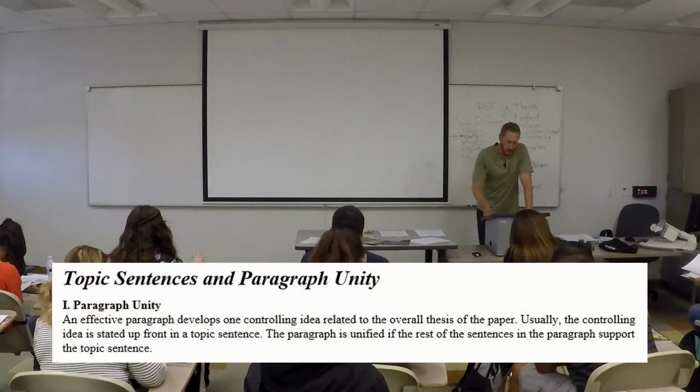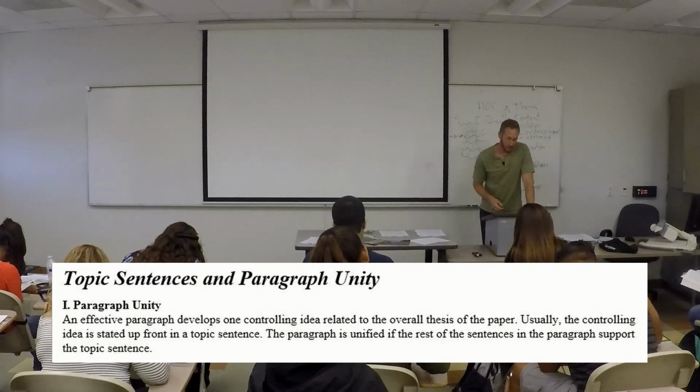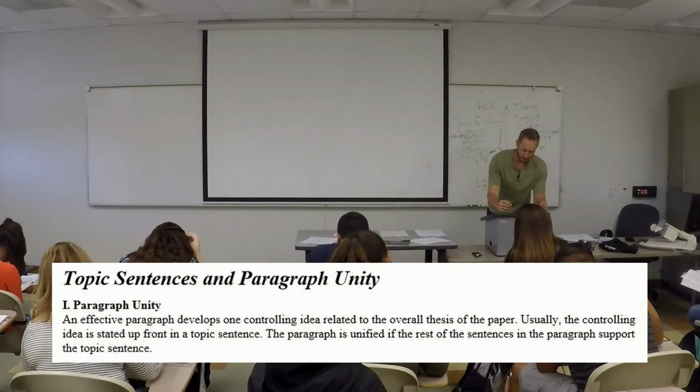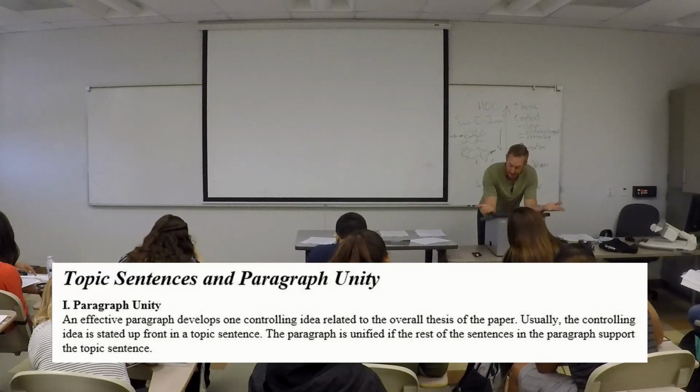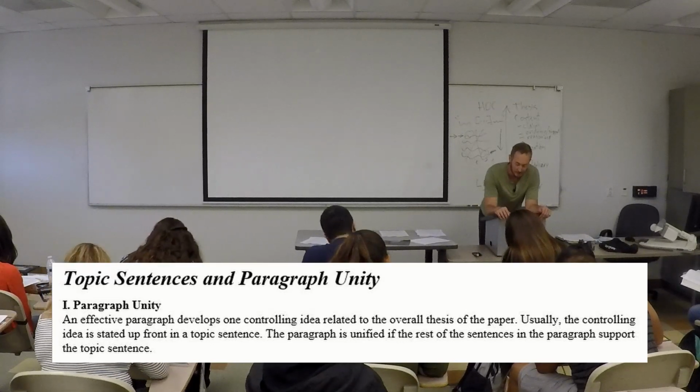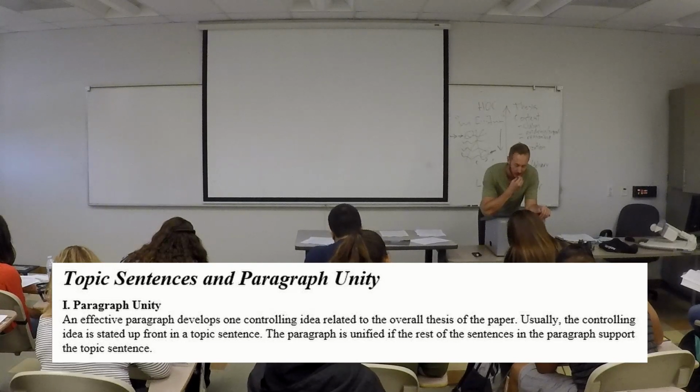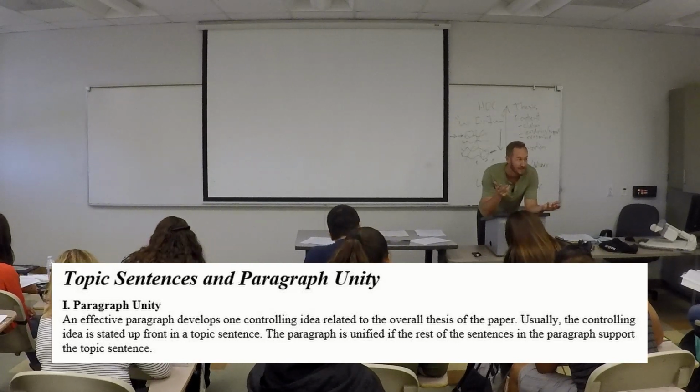An effective paragraph develops one controlling idea related to the overall thesis of the paper. Usually the controlling idea is stated up front in a topic sentence. The paragraph is unified if the rest of the sentences in the paragraph support the topic sentence. Sounds like everything we covered, right?